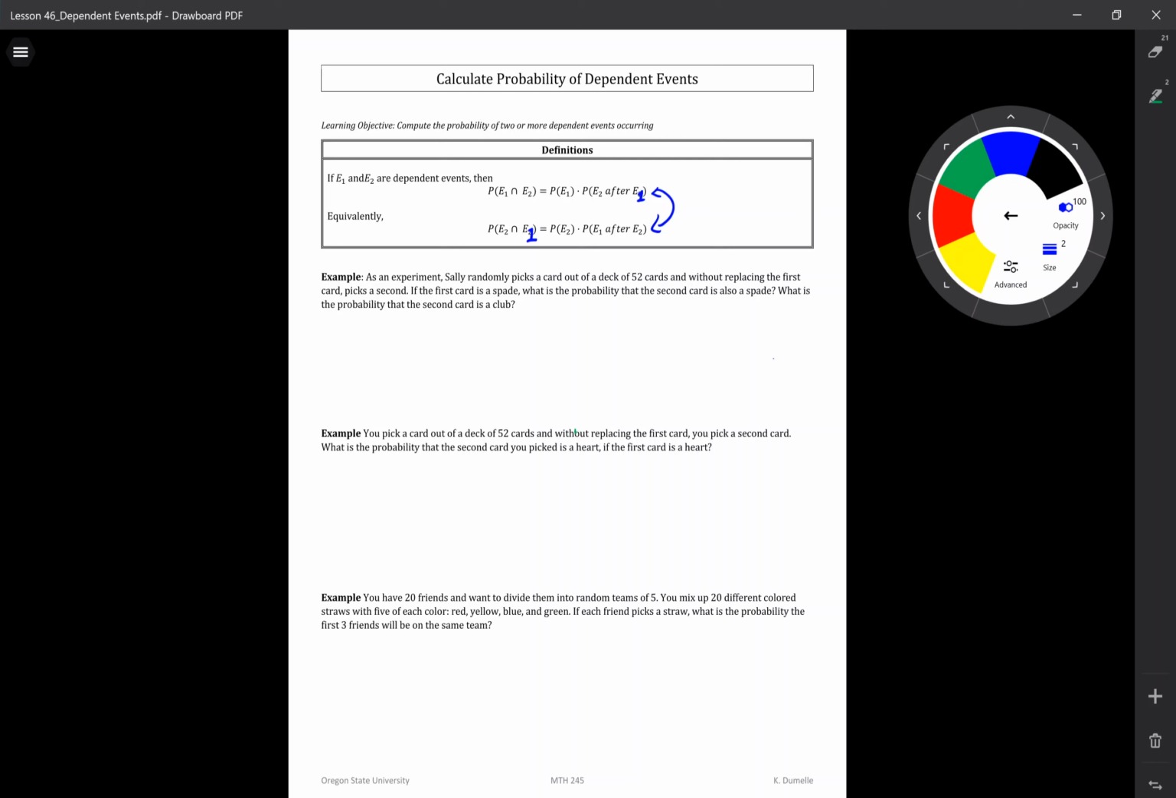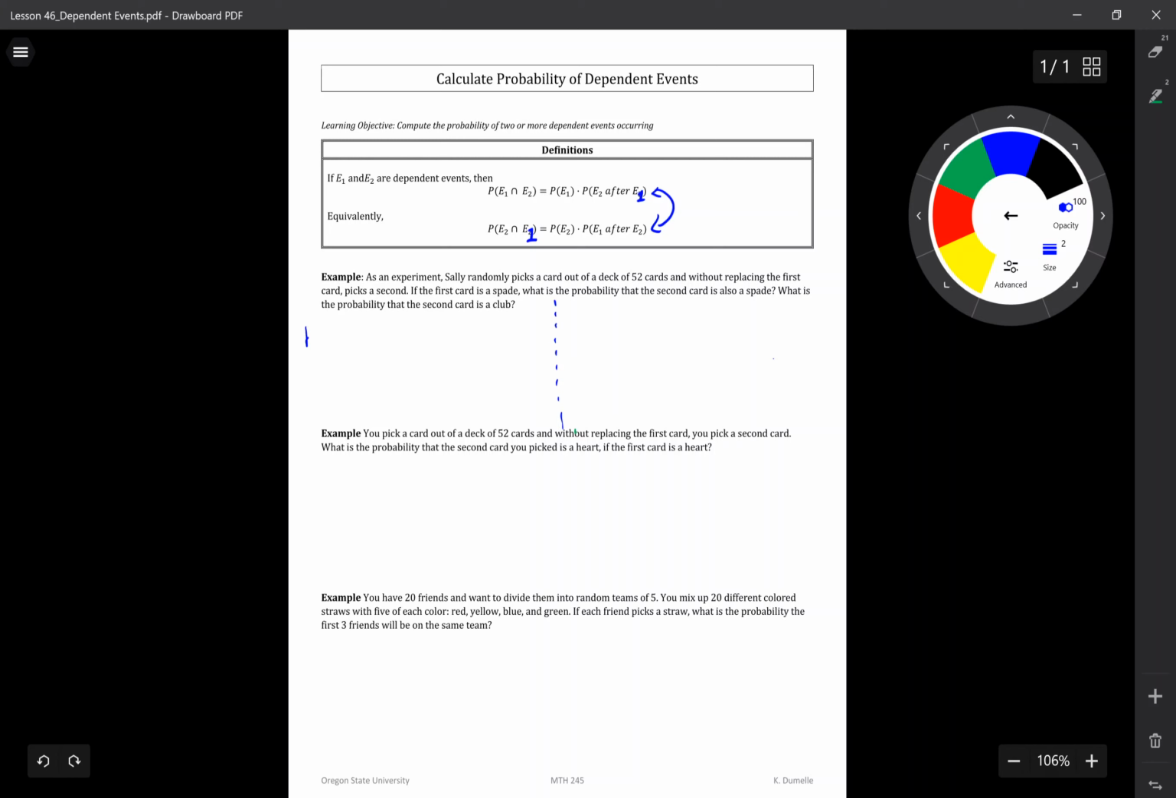So as an experiment, Sally randomly picks a card out of a deck of 52 cards, and without replacing the first, picks a second. If the first card is a spade, what is the probability that the second card is also a spade? And what's the probability that the second card is a club? So we have two problems here.